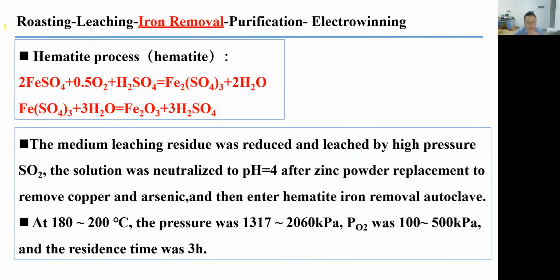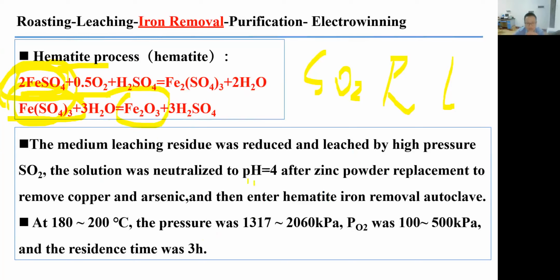And another one is hematite. So when we are using the hematite process, the leaching residue is processed with sulfur dioxide reductive leaching. So all the iron will transfer into ferrous iron, and we are injecting oxygen, and we are also controlling the speed and temperature. With this, the ferric iron will transfer into hematite, and the pH value was 4, and the hematite will have a better or more promising future.